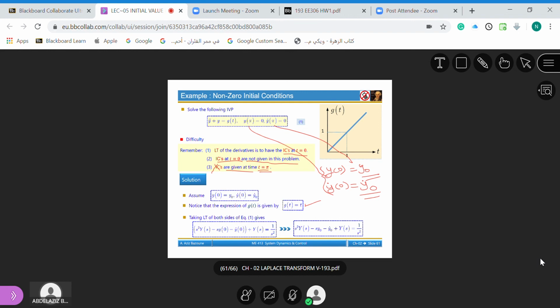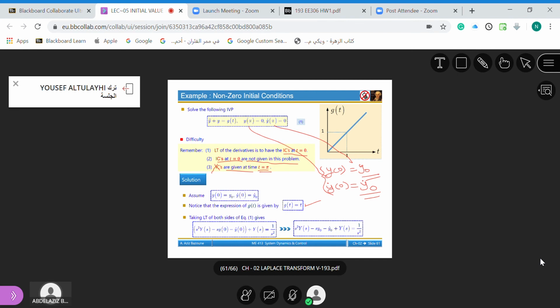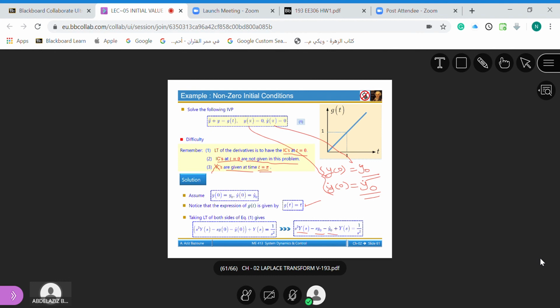So we have s squared Y of s minus s y0 minus y dot of 0 plus Y of s is equal to 1 over s squared. Now we solve for Y of s. We find what is Y of s.